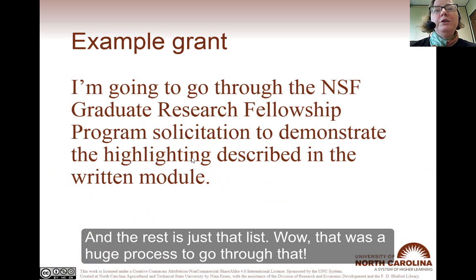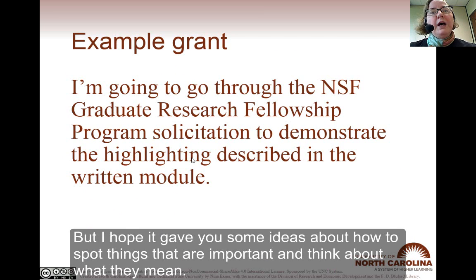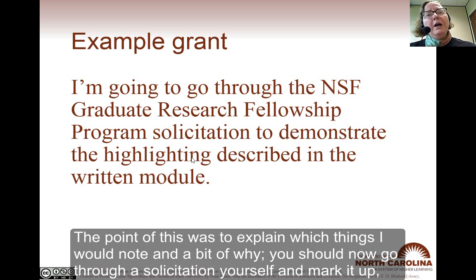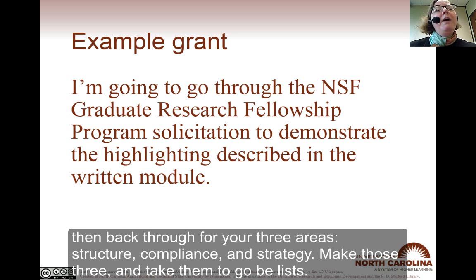Wow, that was a huge process to go through. But I hope it gave you some ideas about how to spot things that are important and think about what they mean. The point of this was to explain which things I would note and explain a bit of why. You should now go through a solicitation yourself and practice and mark it up. Then go back through a second time for your 3 areas: structure, compliance, and strategy. Make those 3 and take them to go make your lists.